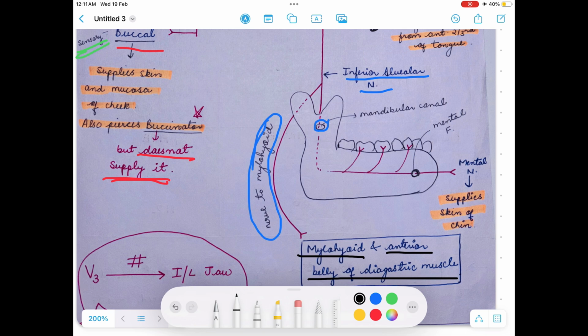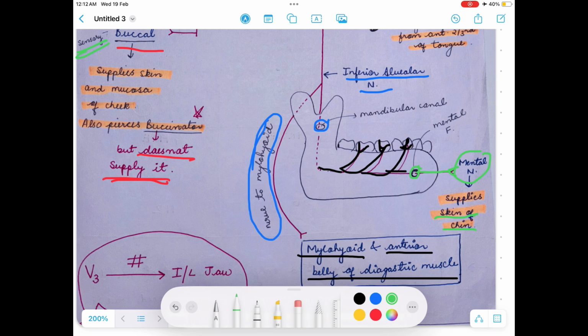Okay, now the inferior alveolar nerve has entered the mandibular canal and it is supplying the mandibular teeth. And finally, it passes through the mental foramen and emerges out as the mental nerve. The mental nerve supplies skin of the chin. I hope this mandibular nerve is clear.